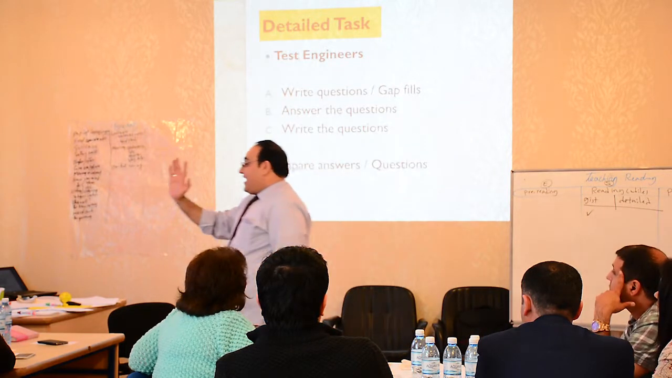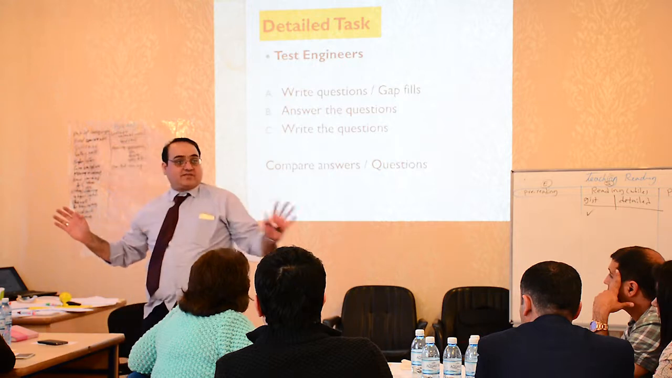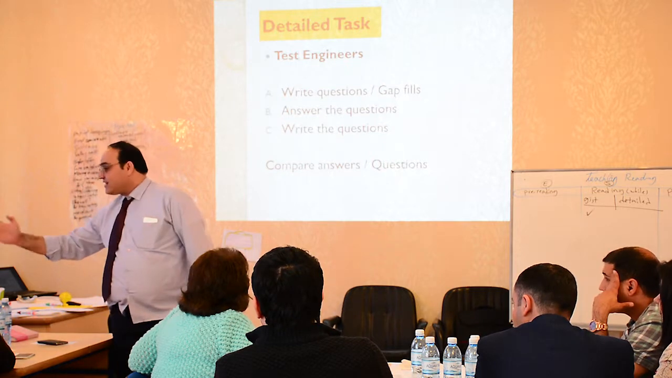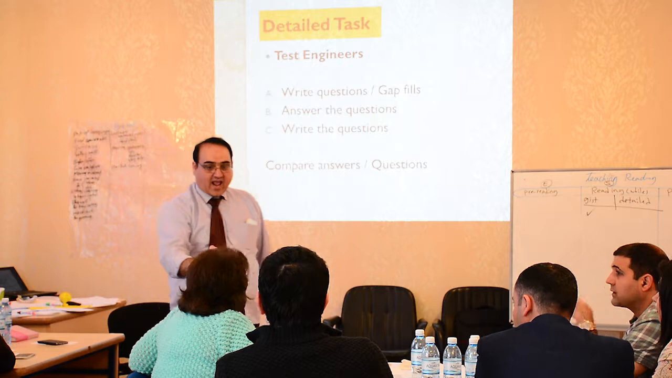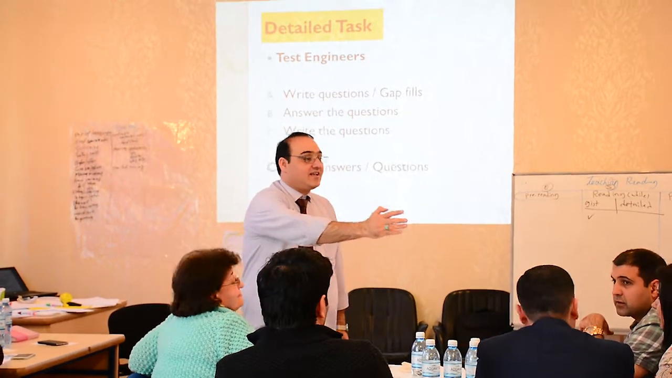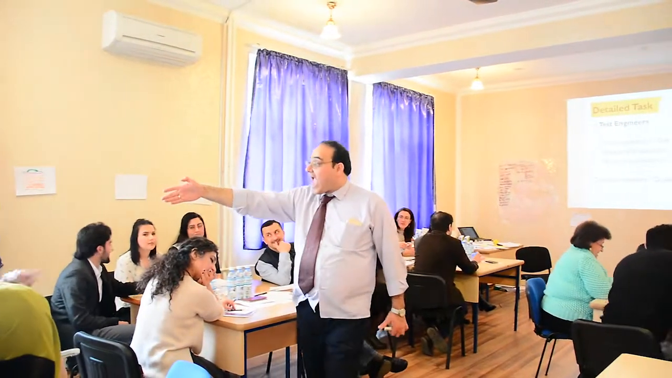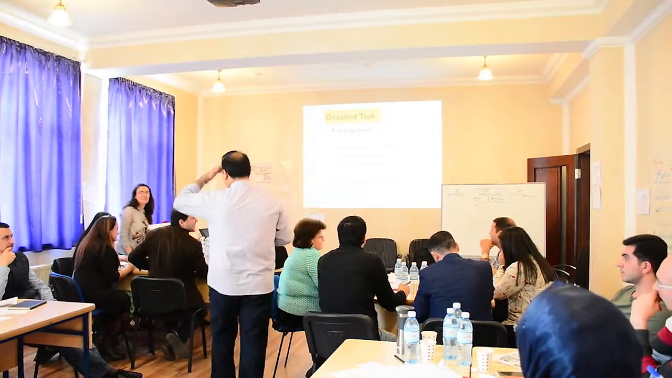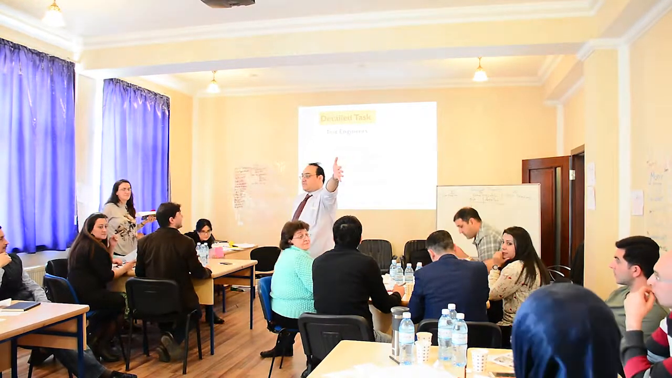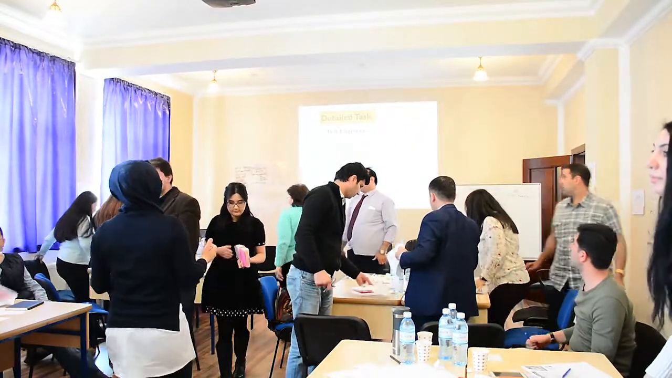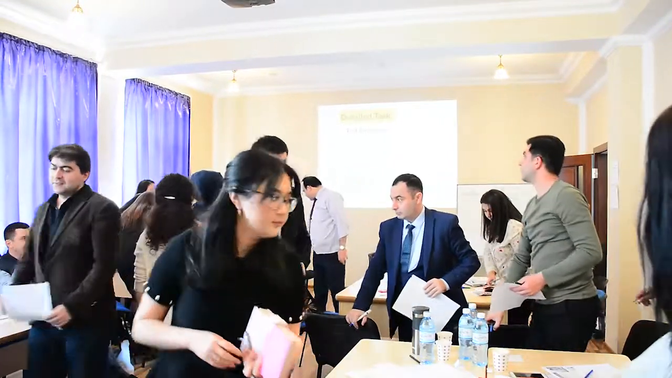So, A, B, C. We go A, B, C, A, B, C. No. Again. A, B, C, A, B, C, A, B, C. So, A's go back to that table, B's here, C's here. Where is B? Are you C or A? I am always A.